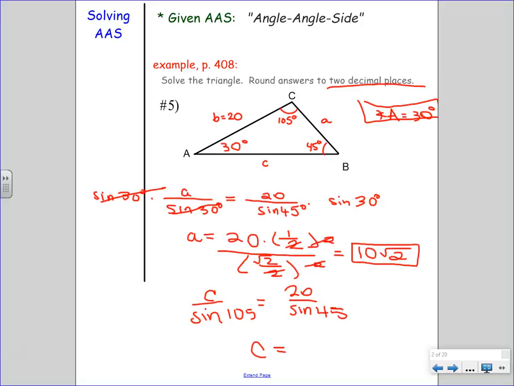Wait a minute, what mode are you in? Yes. Oh, we've been in radians all this time because we were doing unit circle stuff. Now it's degrees. 20 times sine of 105 divided by sine of 45. Come on, cool kids, what do we got? 0.321, everybody backing each other up? Sweet. Done, done, done. Let's keep going.